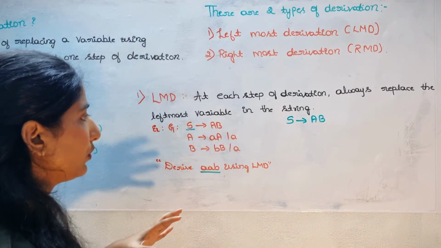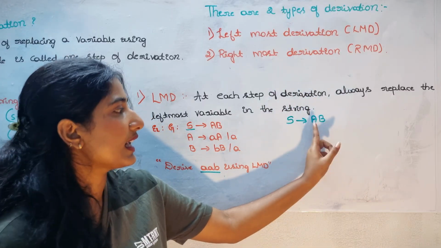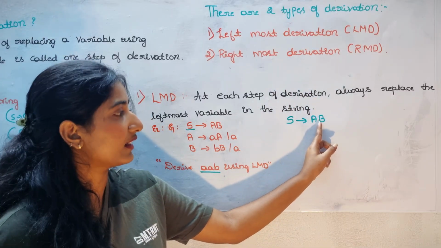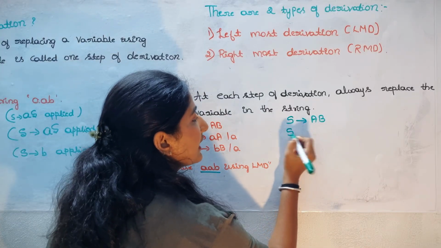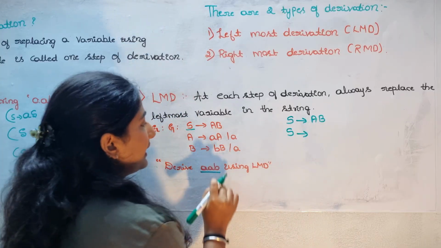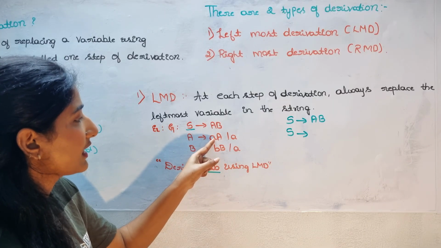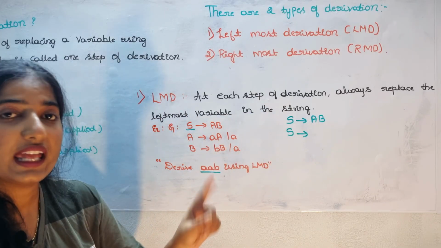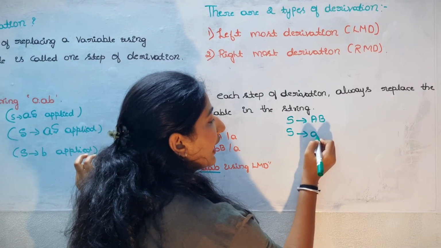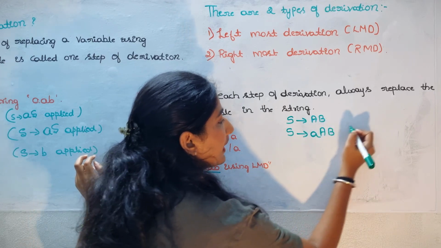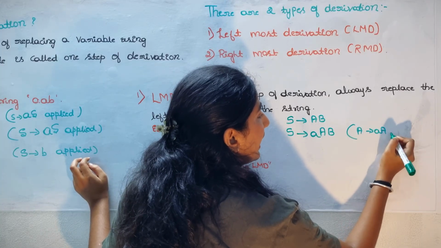Now we have to get ab. Leftmost derivation means we have to look at the leftmost variable, that is A. So I am replacing A with a, because I need a. If I substitute aA, I will get more a's, but I need only a. So I substituted A derives a.